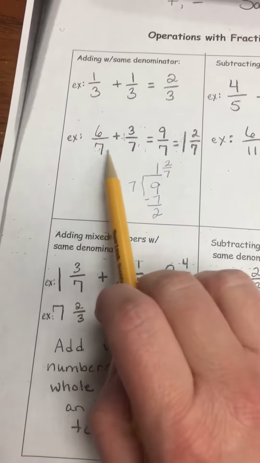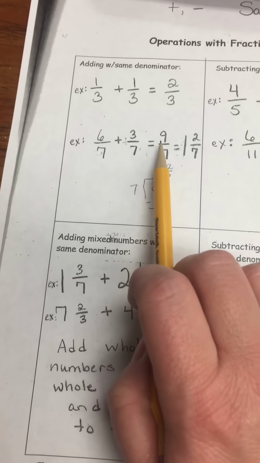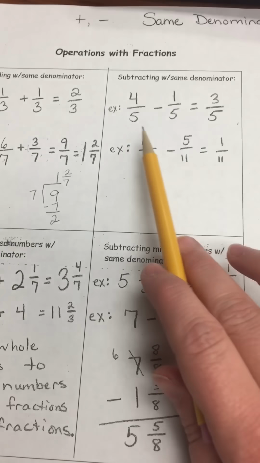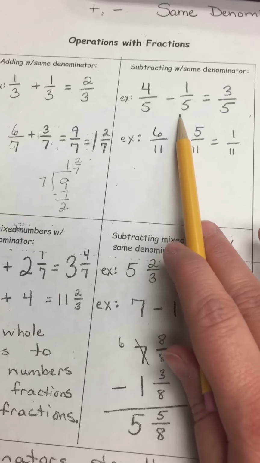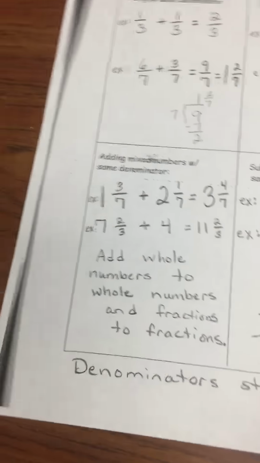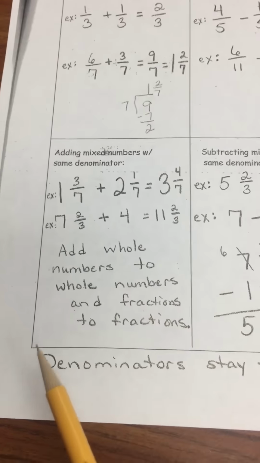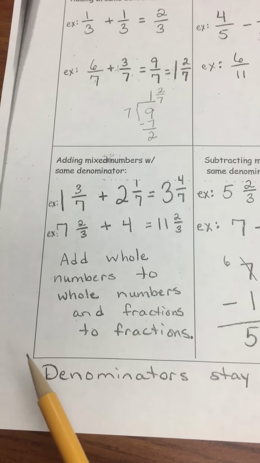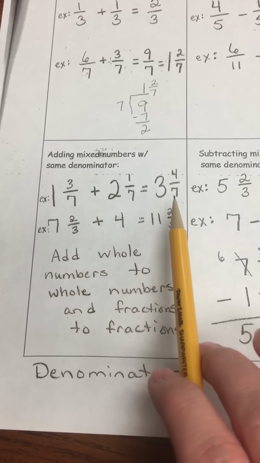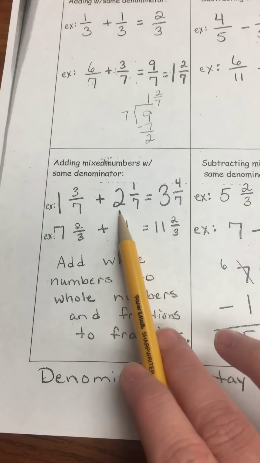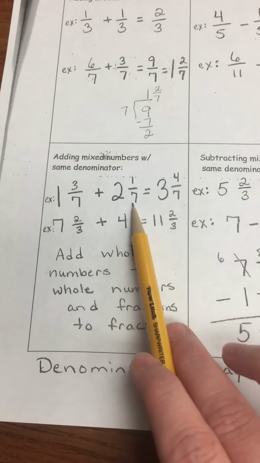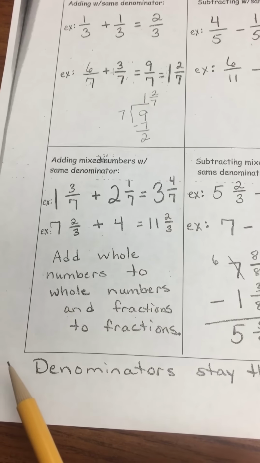So the addition part of this one was pretty easy, but my improper answer needed to be turned into a mixed number. To subtract with the same denominator, again, our denominators stay the same, and we just subtract our numerators. Mixed numbers are also the same. If the denominators are the same, you can continue to keep it written horizontally. Add your whole numbers to your whole numbers and your fractions to your fractions, and the denominator stays the same.